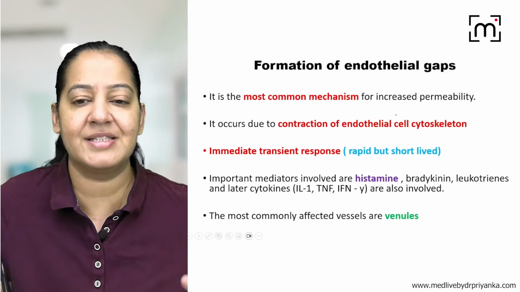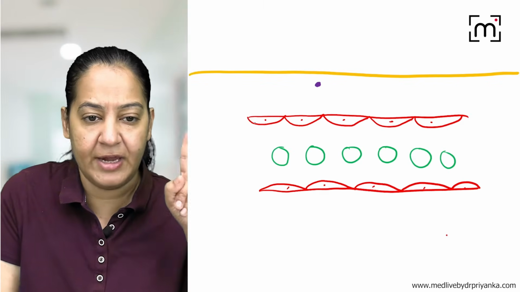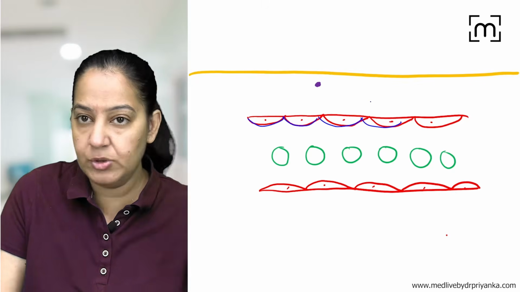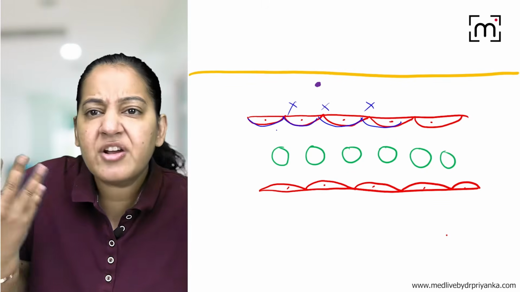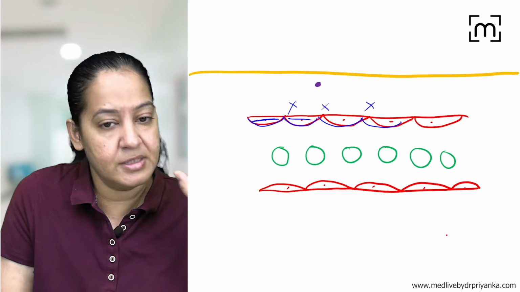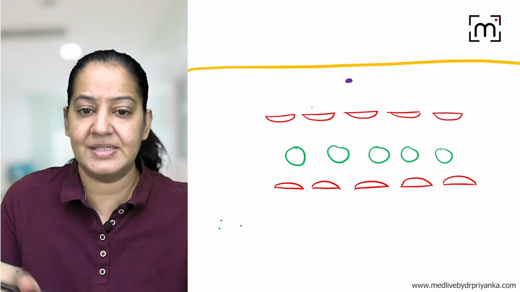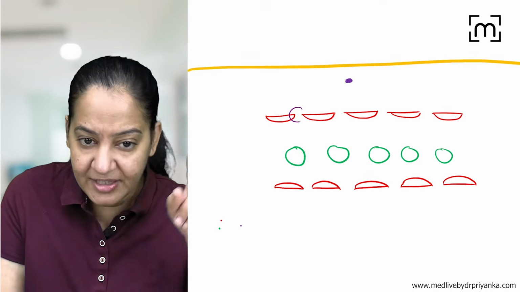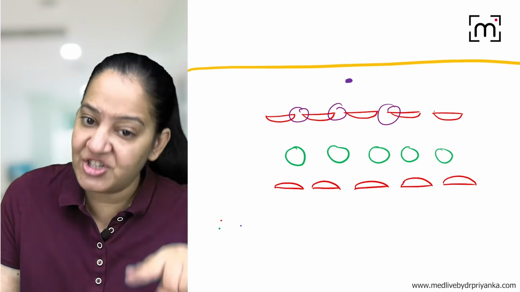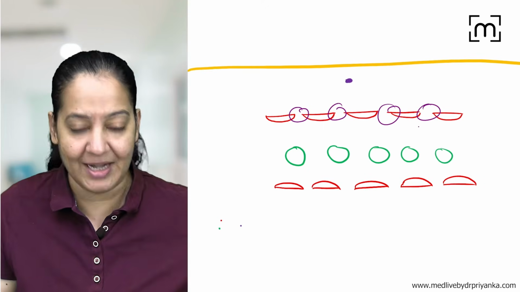So the first mechanism here is contraction of endothelial cells. Normally, can you see the endothelial cell? This is the endothelial cell. They're continuous with each other. There is no gap. But imagine this endothelial cell is contracting. This is also contracting. This is also. So when all the endothelial cells contract, at their junctions the gaps are created. So gaps are created at the junction due to endothelial cell contraction.